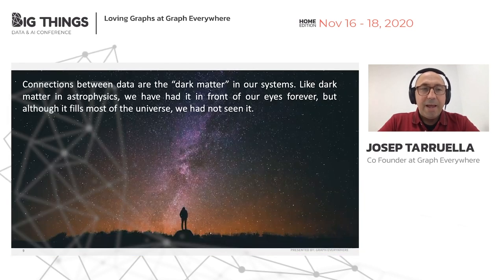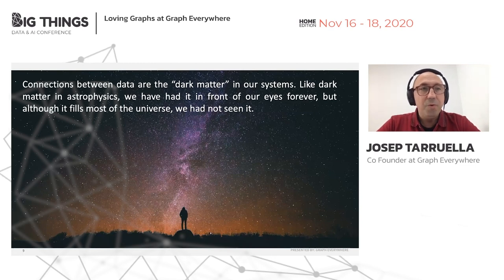So connections between data are like the dark matter in our systems. Dark matter is now very famous in astrophysics. We have had the dark matter in front of our eyes forever, in fact, but we haven't realized it was there, and it's really filling a lot of the universe. The same way, we have our relationships in our data, that we already have. It is this dark matter that we have to dig into and find value from.